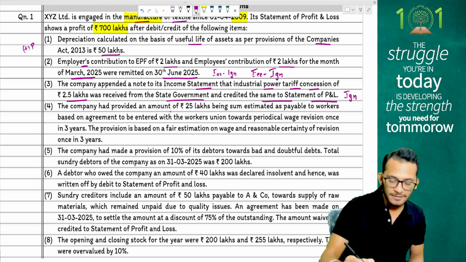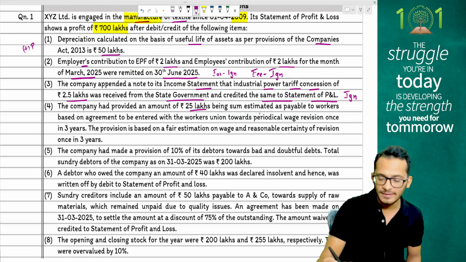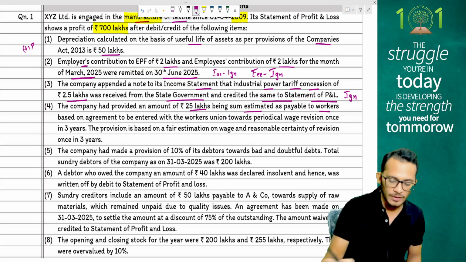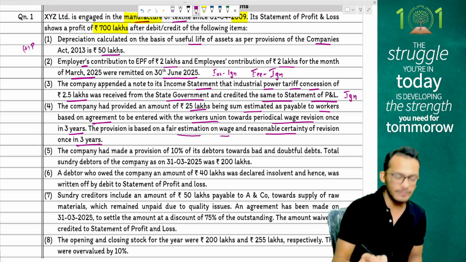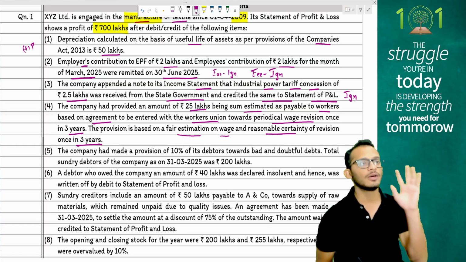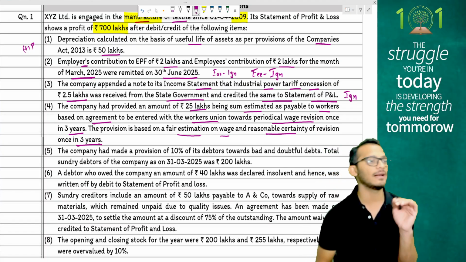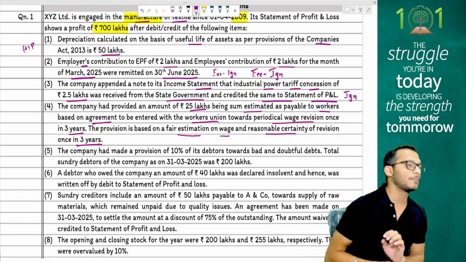Next, the company has provided an amount of 25 lakh rupees, being the sum estimated as payable to workers based on an agreement to enter with the workers union towards periodical wage revision once in 3 years. The provision is based on a fair estimation of the wages and reasonable certainty of revision in 3 years. So people, what is happening? I'm planning that I should change the salaries of my employees, and therefore I've done a provision analysis.